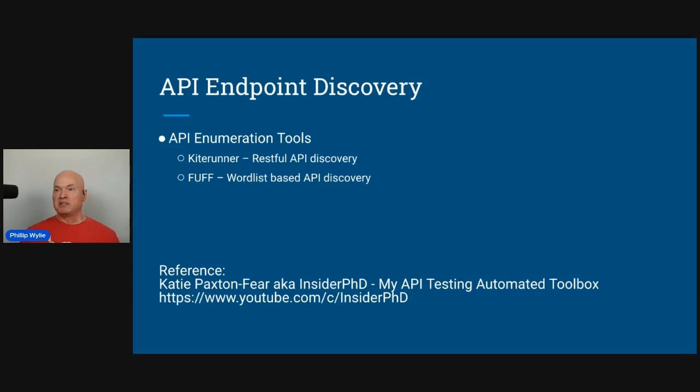I got this information when I was doing my research for this article from Katie Paxton-Fear, aka InsiderPhD, on her automated testing toolbox for APIs. That's one of the things with APIs: get your automation set up, and follow what Katie's doing. You can set up a VPS, a virtual private server, with tools on it to constantly be testing. This is one of the things that bug bounty hunters leverage, and some are highly successful.